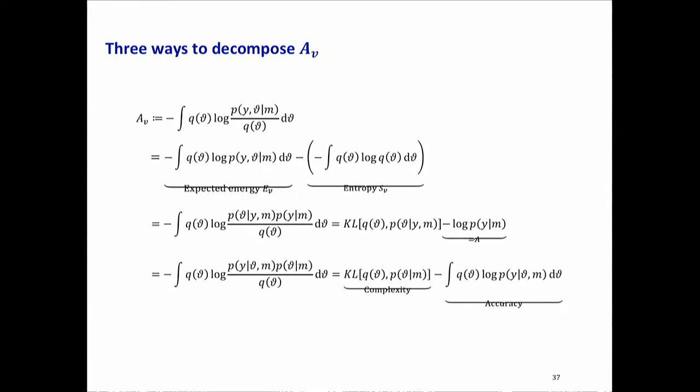Yes, the second one is this one on the second line. We'll go into them in turn in the next few slides.